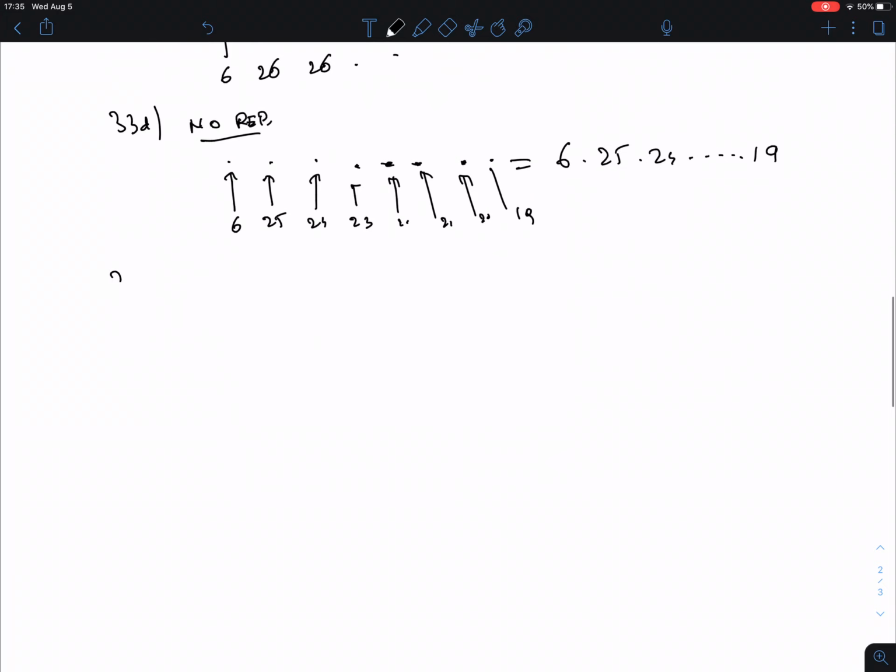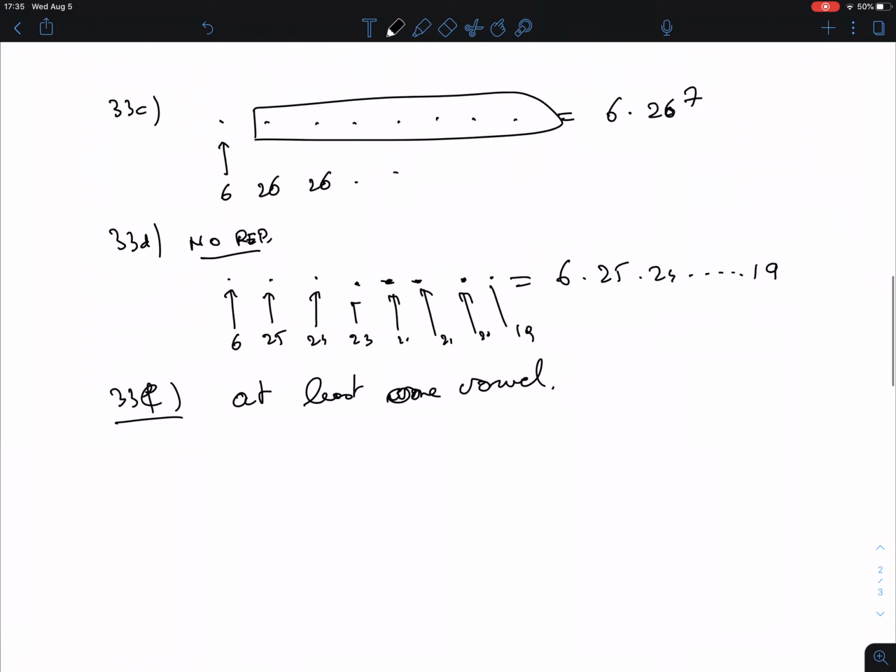33E. Yeah, at least one vowel, but there is repetition. So yeah, that's already much harder, right? So how am I going to do that? Because the vowel could be anywhere. Okay, and there could be more vowels. So what would you do then? Let's think about how to solve this nicely.